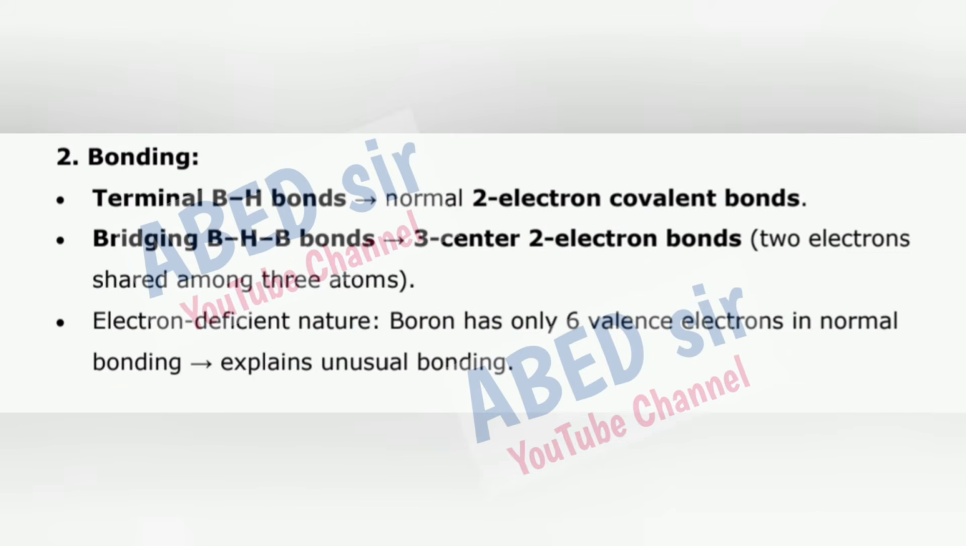2. Bonding. Terminal B-H bonds are normal two-electron covalent bonds. Bridging B-H-B bonds are 3-center 2-electron bonds, 2 electrons shared among 3 atoms. Electron-deficient nature: boron has only 6 valence electrons in normal bonding, which explains the unusual bonding.